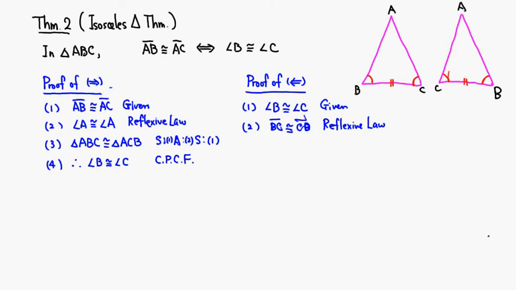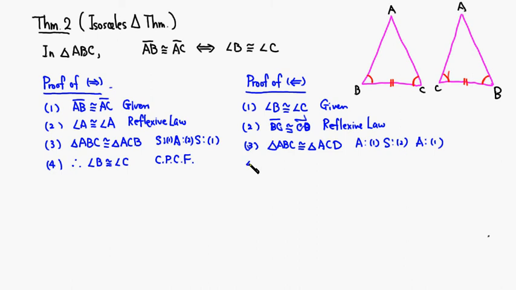Then we can establish number 3, the congruence between triangle ABC and triangle ACB, and this time we have an angle, side, angle. The angle, it's B and C, so it comes from line number 1. The side comes from number 2. The angle again, C and B, again line number 1.